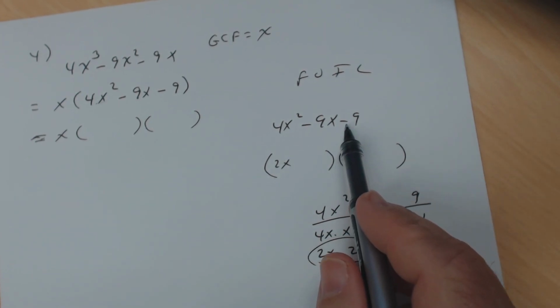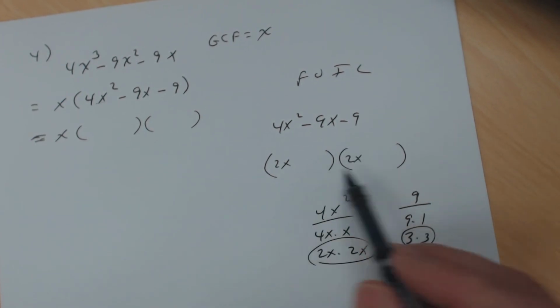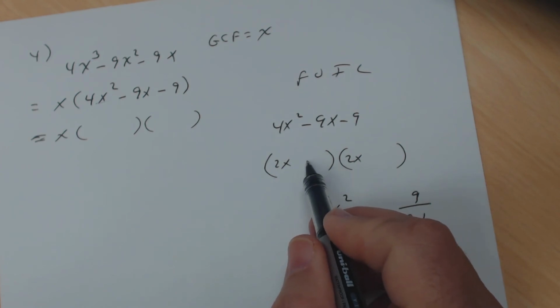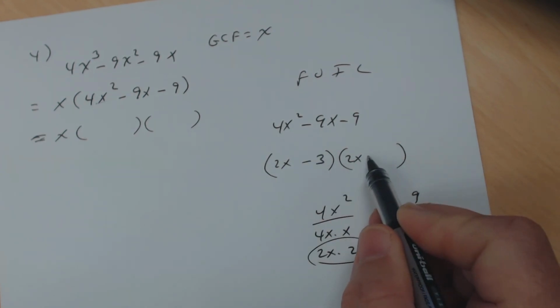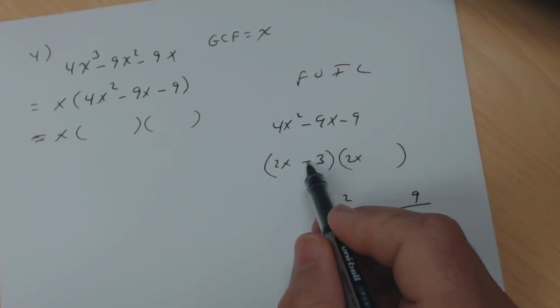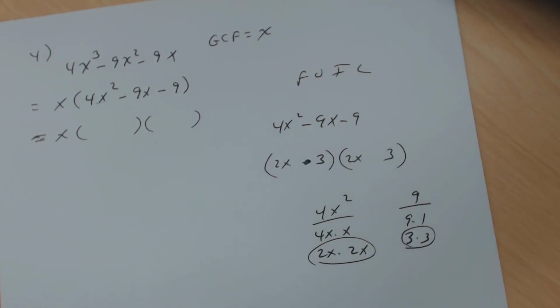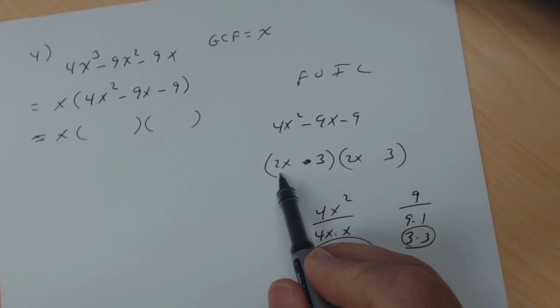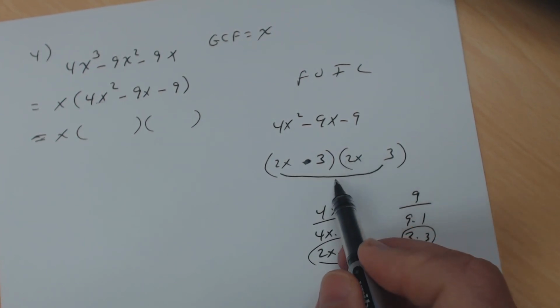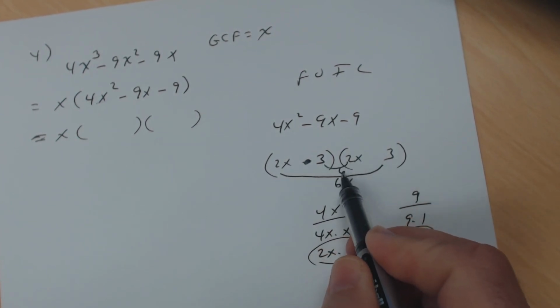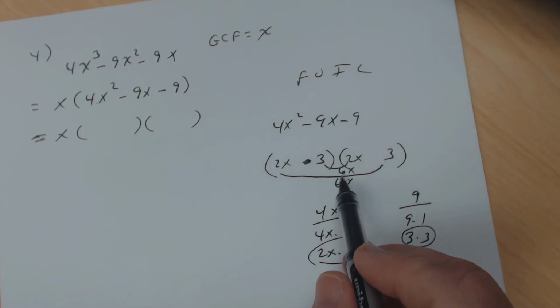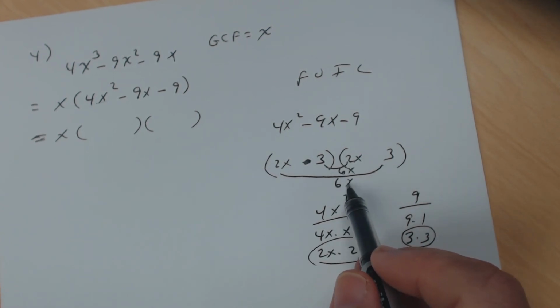But remember, the last sign is negative, so it means that these signs have to be different. Oops, let me put the signs last. Let's put 3 and 3. All right, now I want you to think about this. The outer is 6x. The inner is 6x. And remember, notice they're the same.